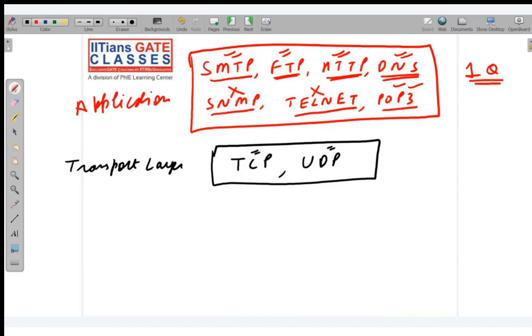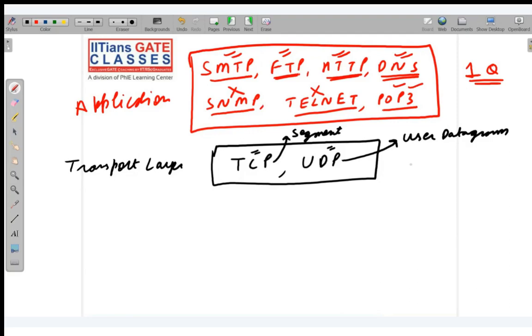Whenever TCP is used at the transport layer, we will call the packet a segment. These are very, very important points, and they have been asked in GATE many times. Whenever UDP is used at the transport layer, we will call the packet a user datagram. I told you in the previous lecture that a transport layer packet has two names, segment and user datagram. Now I have given you the idea of when we call the packet a segment and when a user datagram.